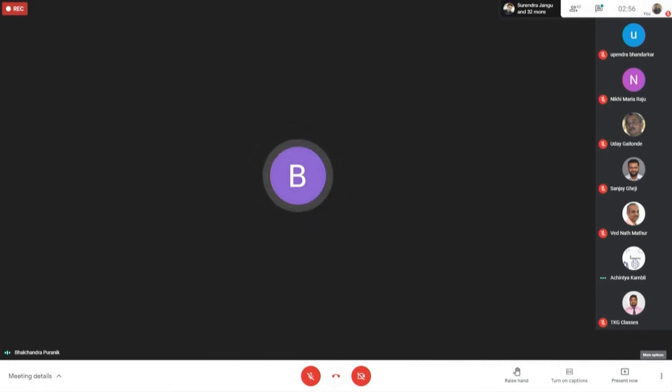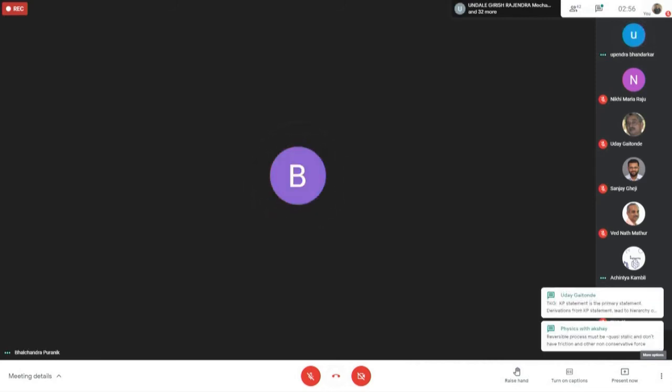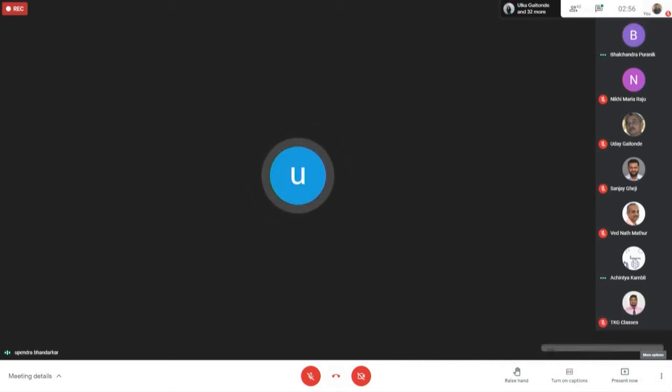Professor Bhandarkar can add to this and with anything else that he wants to. Yeah, so this is regarding quasi-static and reversible. Is that how you are saying? Yeah. Okay. Okay, because I was seeing a comment. I think Professor Gaitonde has already.